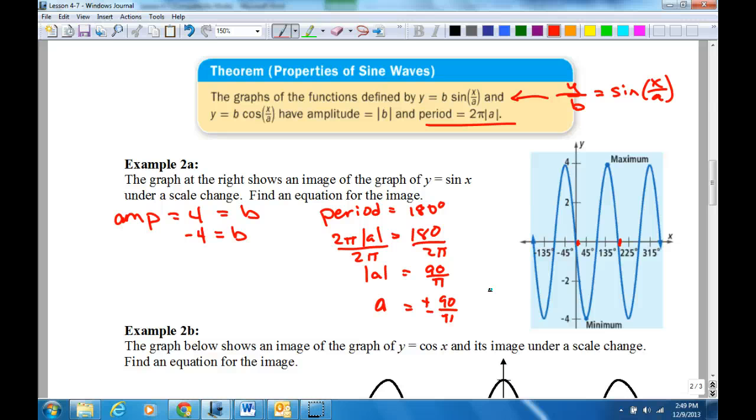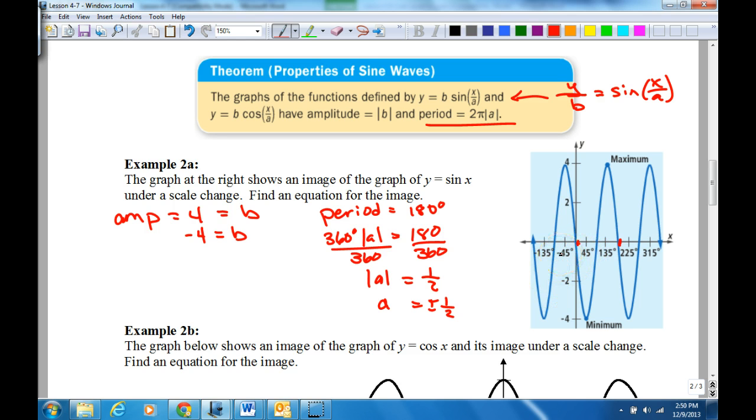Oh, guess what, guys? Let's go back, because I went from radians to degrees. So what is my period in degrees? 360. So let's go back and fix this. So this should be 360. I'm sorry about that. Okay? So A is 1/2. Could be positive or negative 1/2. Now, I'm going to always use the positive in this case.